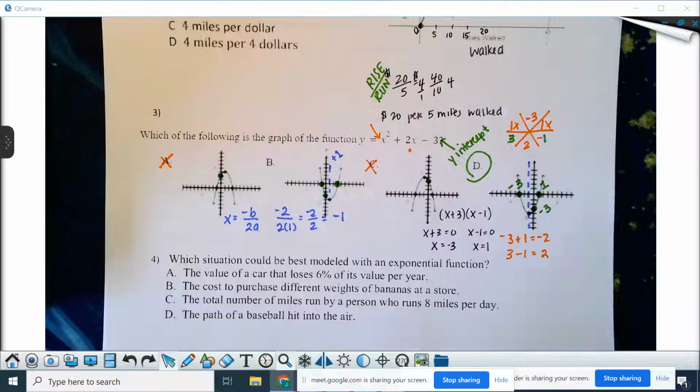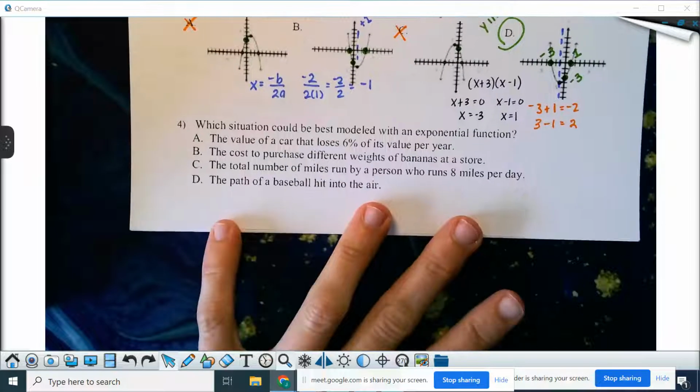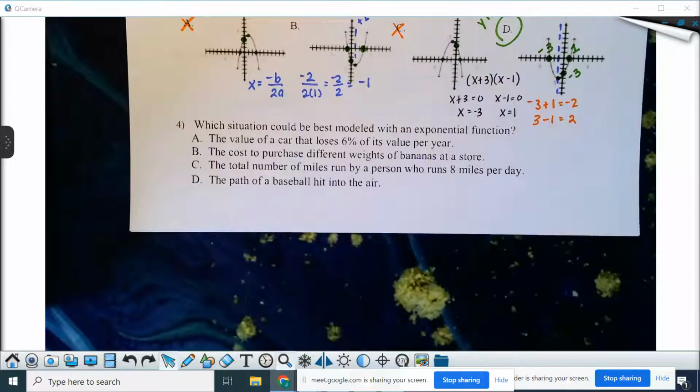Number 4, which situation could be best modeled with an exponential function? So the value of a car that loses 6% of its value per year, the cost to purchase different weights of bananas at a store, the total number of miles run by a person who runs 8 miles per day, the path of a baseball hit into the air. Which one do you guys think would be exponential?